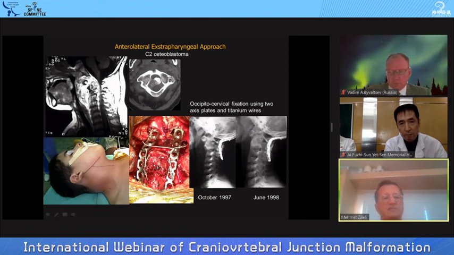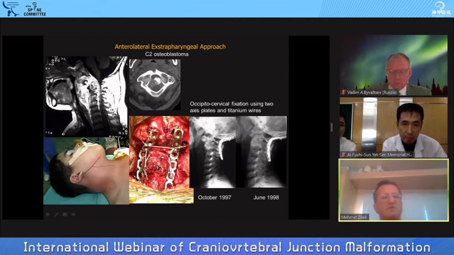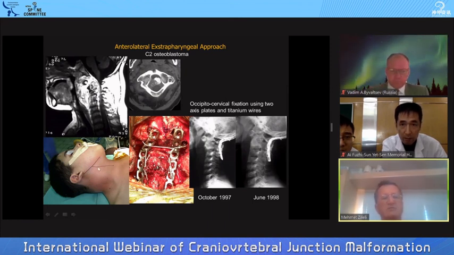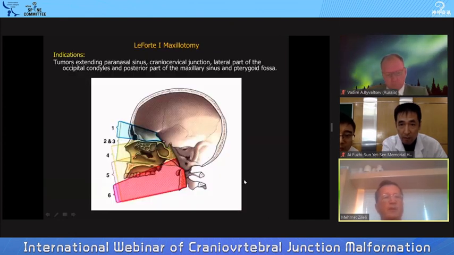This is one of the cases I did years before. This is a C2 osteoblastoma with a very huge soft tissue part. We did an extrapharyngeal anterior approach and removed this part, then turned the patient back and made an occipitocervical fixation. After almost 1 year, you can see here a very nice fusion.